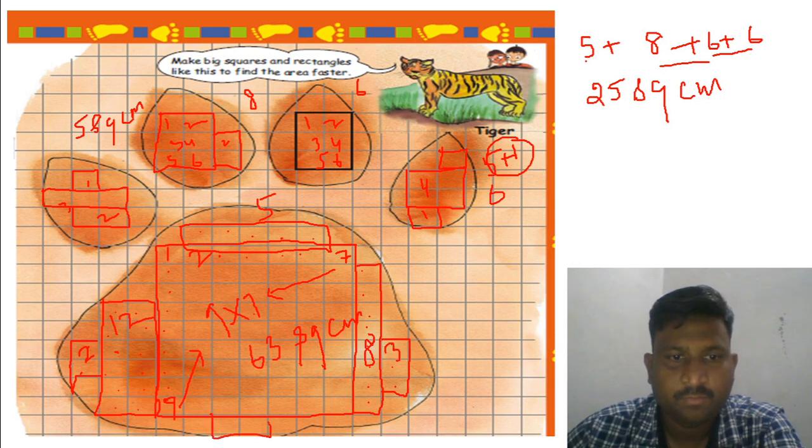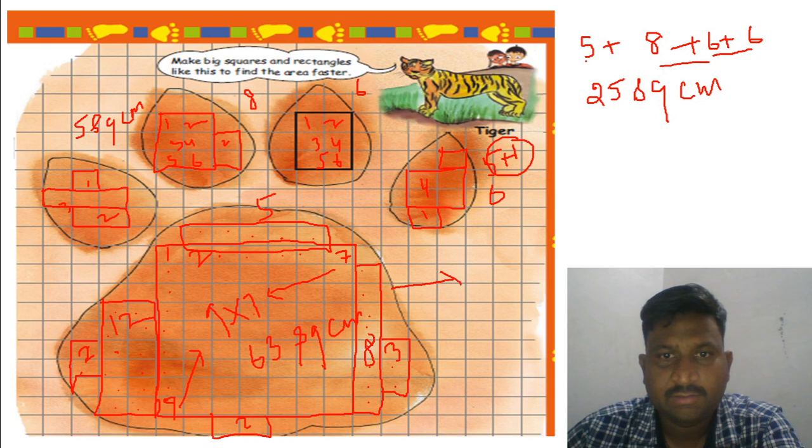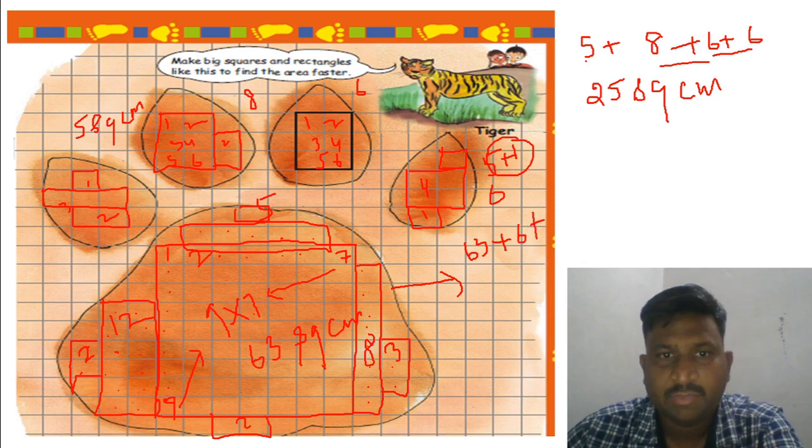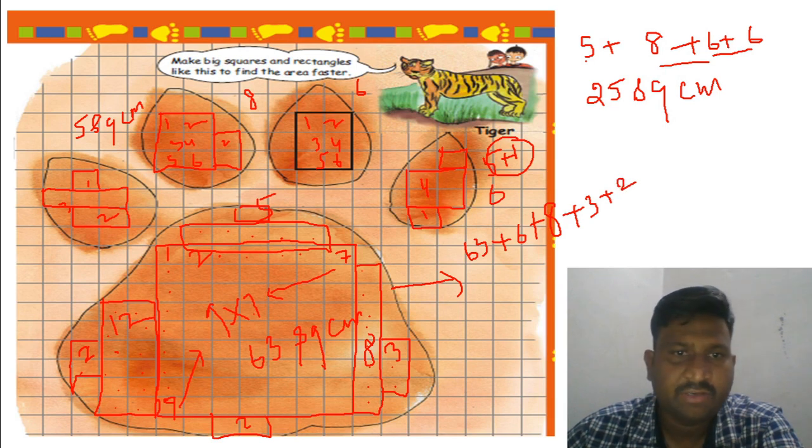1, 2. So 63. This has 63 plus 5. Here 1 is also complete. 5 and 1, 6. Plus here 8. Plus here 3. Plus down 2. Plus 12. Plus 2.